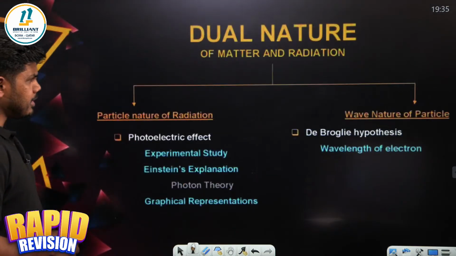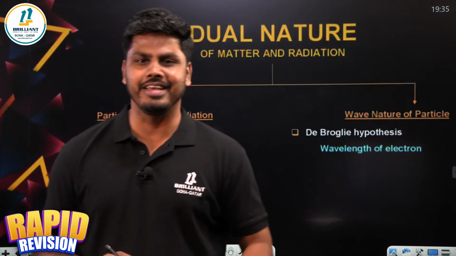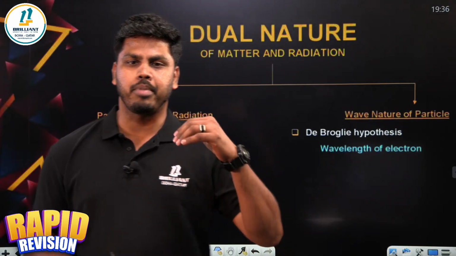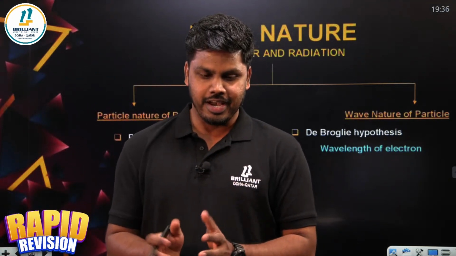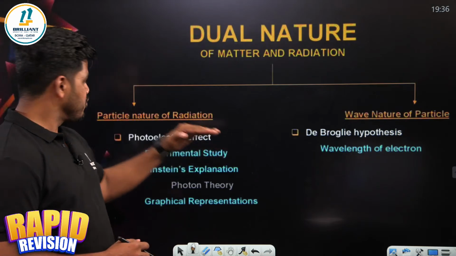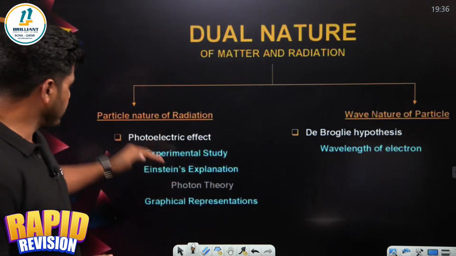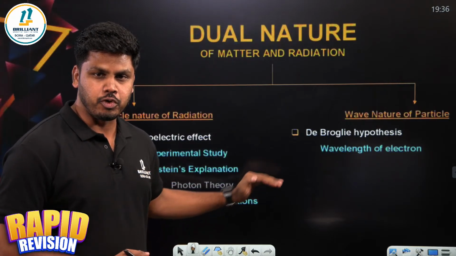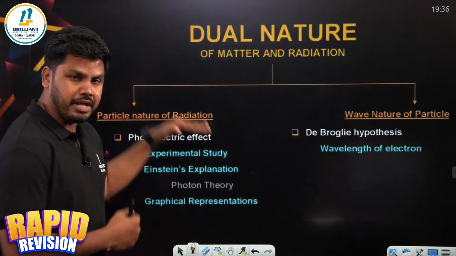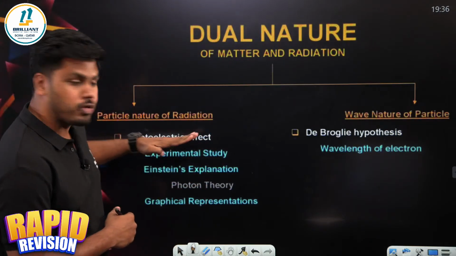Okay. When we come to dual nature of matter and radiation, it is a very small chapter. We have to discuss particle nature of radiation or wave, and also wave nature of particle, right? That is why the title dual nature of matter and radiation. Under particle nature of radiation, the major topic that we have to cover is the photoelectric effect. Photoelectric effect can be explained only using the particle nature of light. So to explain particle nature of radiation, we use the photoelectric effect concept.